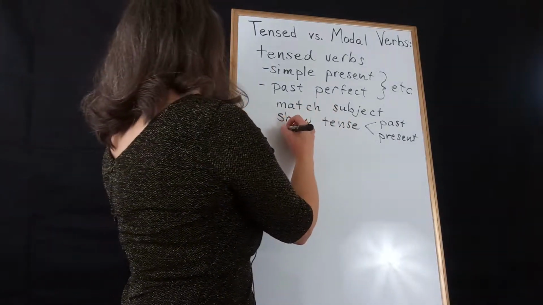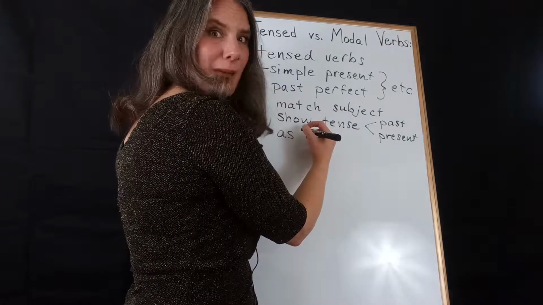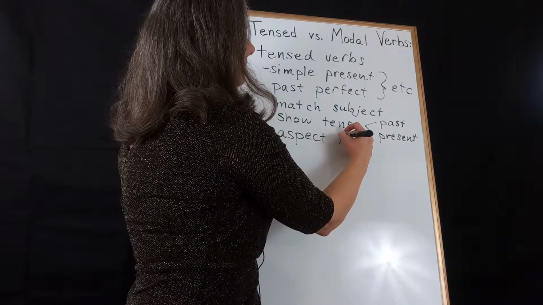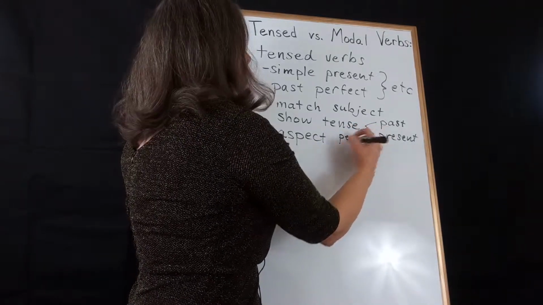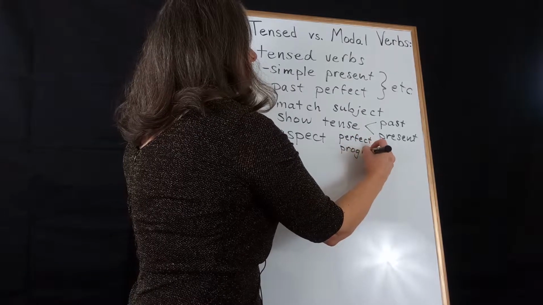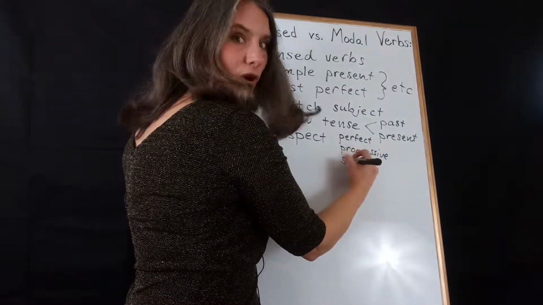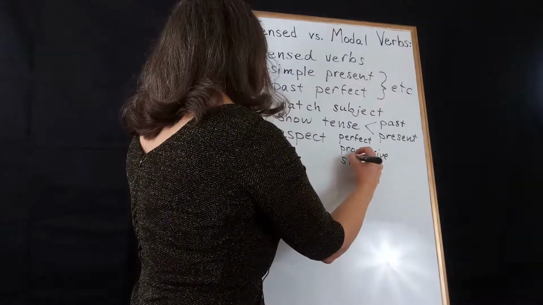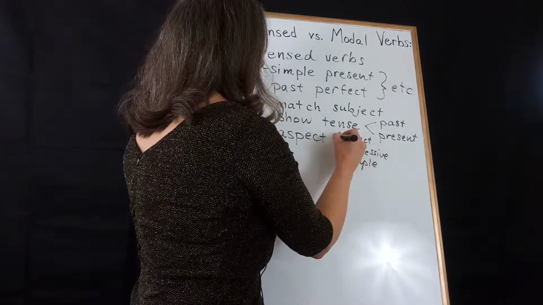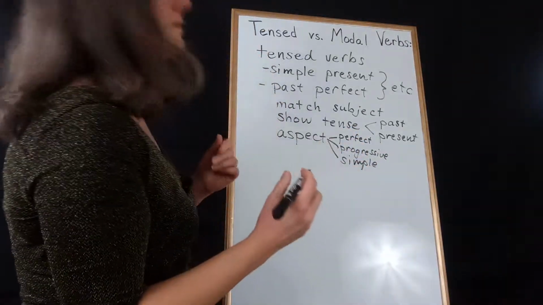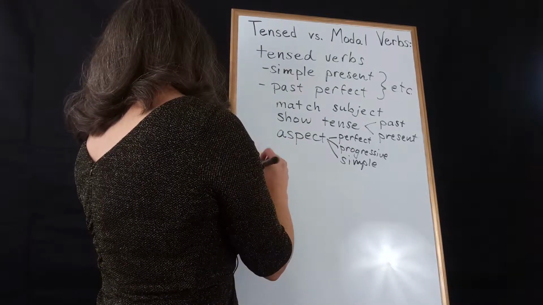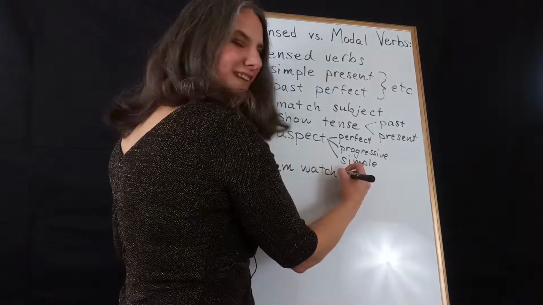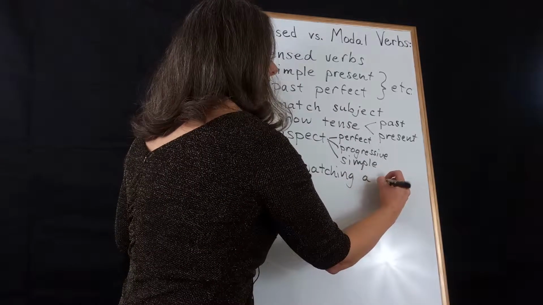These verbs also have what we call aspect. And these are perfect, progressive, or if there's actually kind of no aspect, we call it simple aspect. Okay, so a tensed verb might be something like, I am watching a movie.